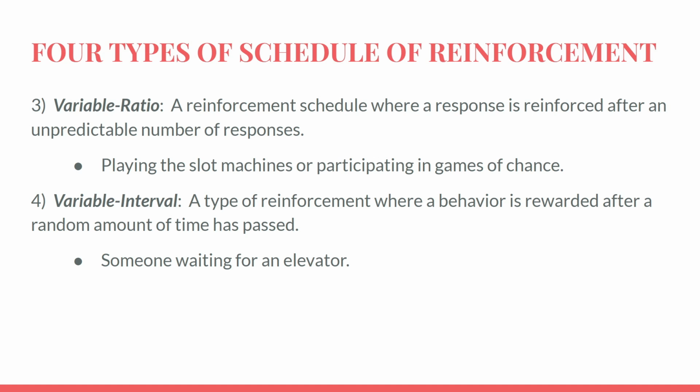Then there is a variable ratio, which happens when a response is reinforced after an unpredictable number of responses. For example, playing the slot machines or participating in games of chance. Finally, variable interval rewards a behavior after an unpredictable amount of time has passed. For example, someone waiting for an elevator.